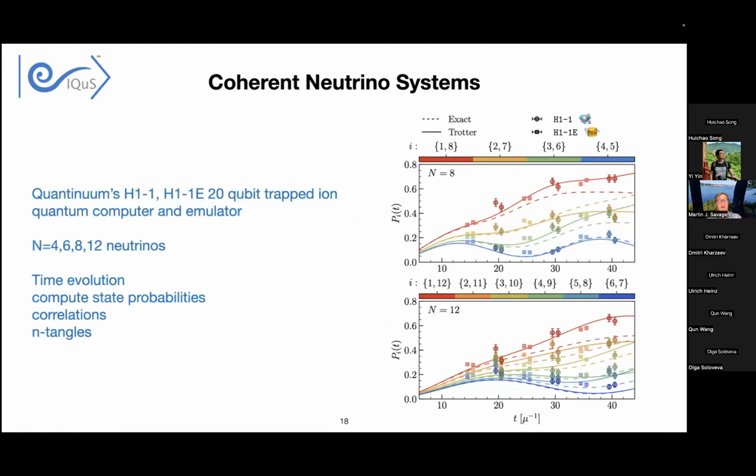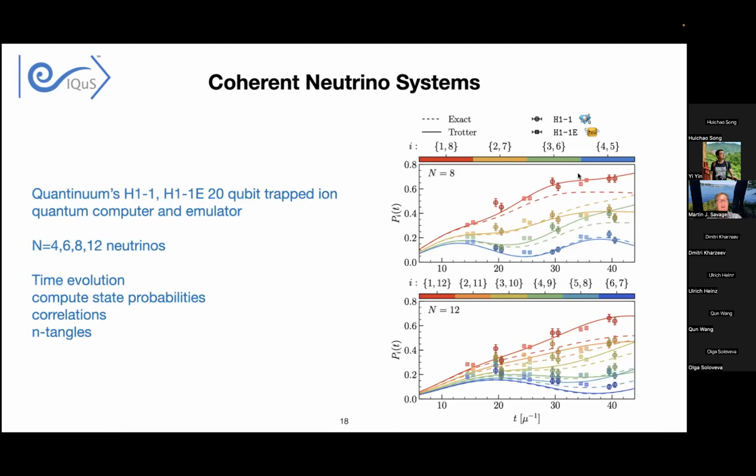And so the device performed well. As I indicated before, we were able to pull off results for 4, 6, 8, 12 neutrinos. We were able to time evolve the system forward, look at the inversion probability, look at higher order correlations in these systems, and look at the multi-neutrino entanglement, which has not been done before. And so here is some idea of the quality of the device.